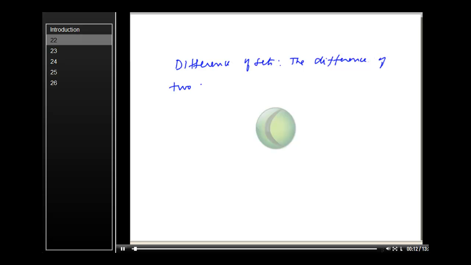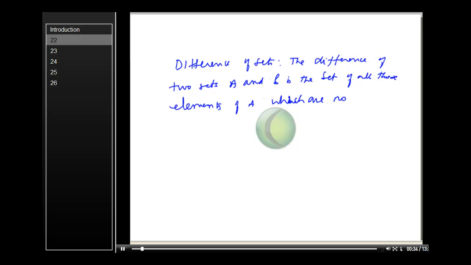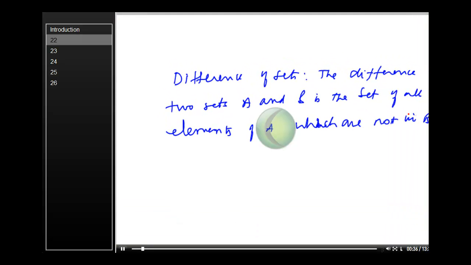Two sets A and B. The difference is the set of all those elements of A that are not in B, or which are not in B.